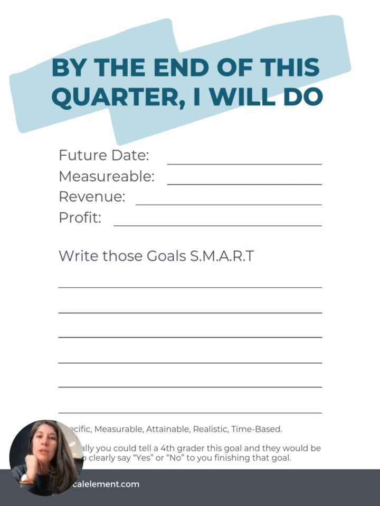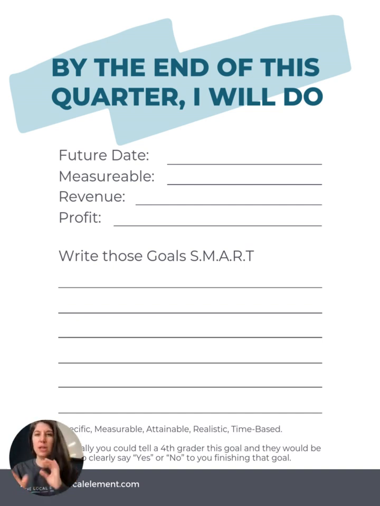And then we're going to write those goals from the 3 to 5 that you just had SMART. So this is specific. I know it says it at the bottom: specific, measurable, attainable, realistic, time-based. This is where you decide. Look at that, I even put it in there about the 4th grader. This is where you decide, how do I write these so that a 4th grader can decide at the end of my quarter if yes, I did them or no, I did not do them. Because if you can speak in simple terms and explain what you're doing in simple terms to other people, your subconscious will continue to try to achieve those.